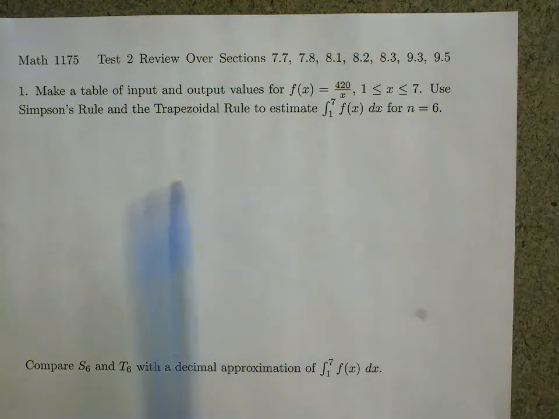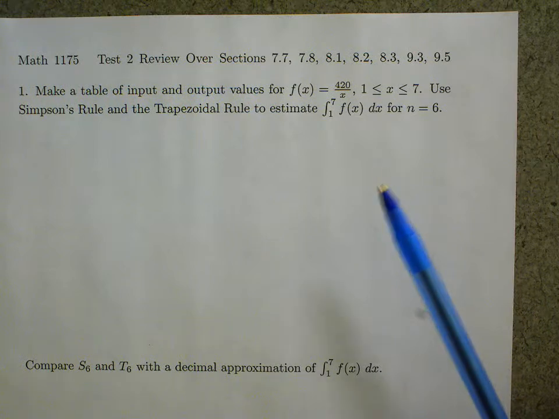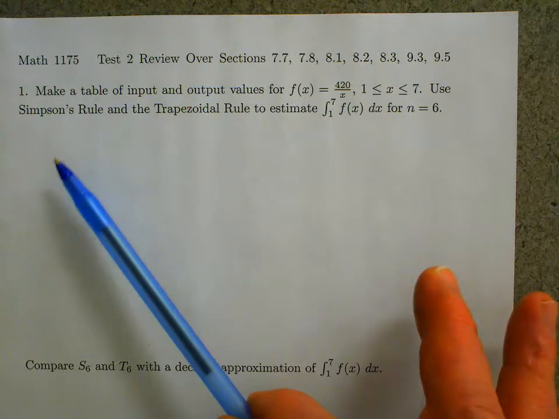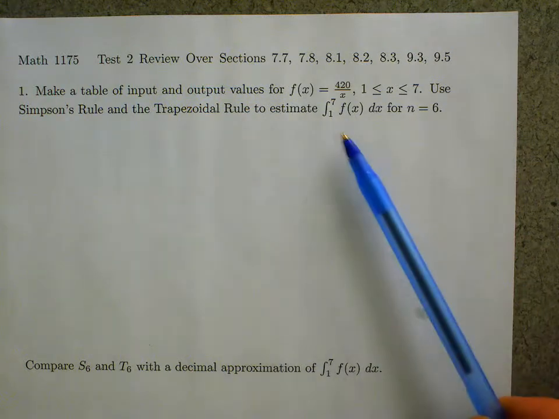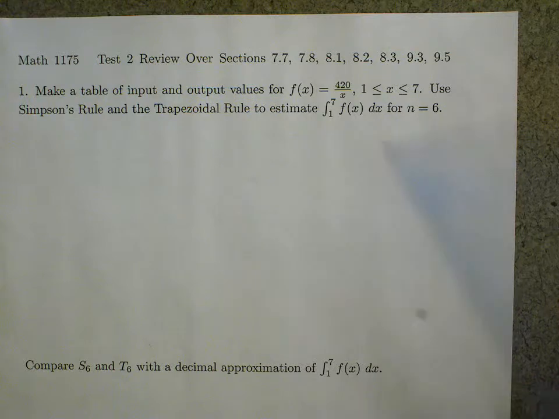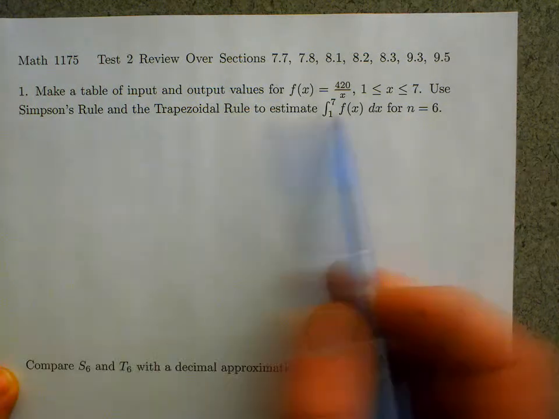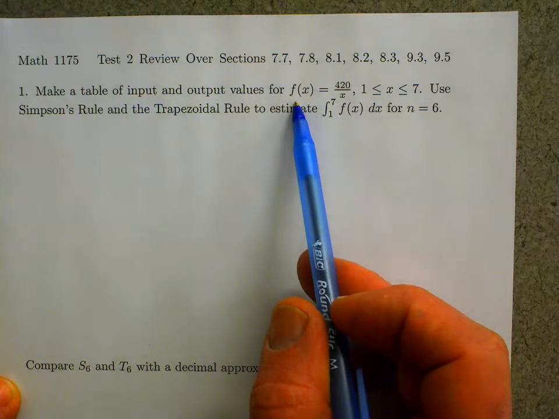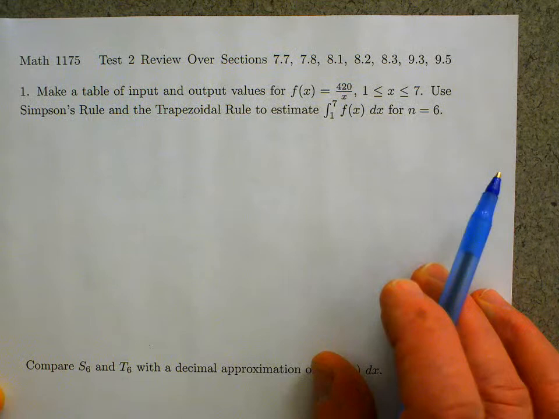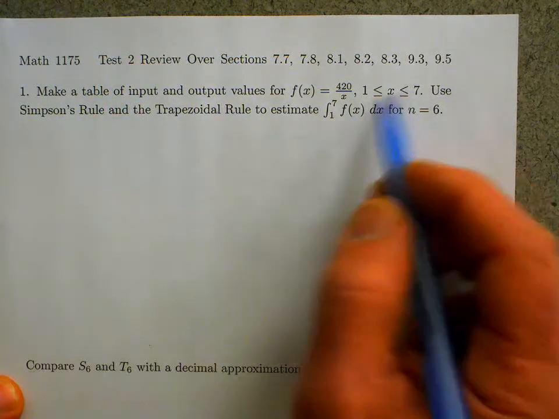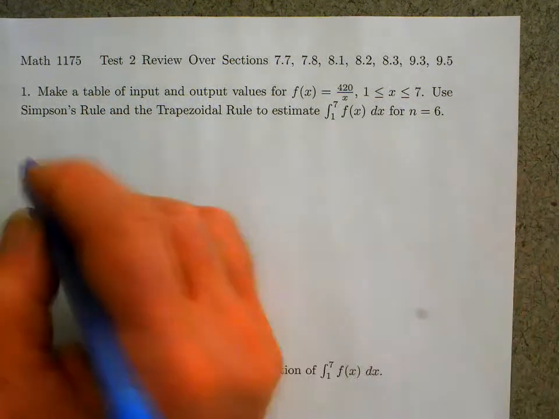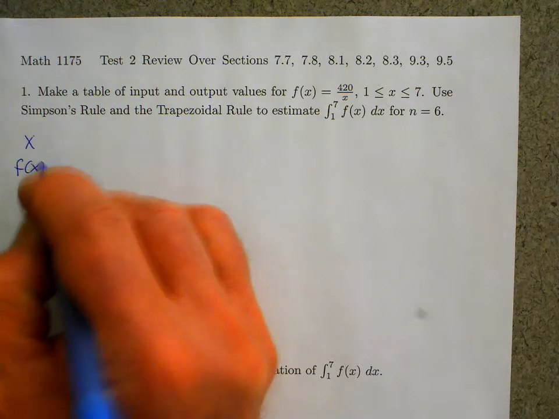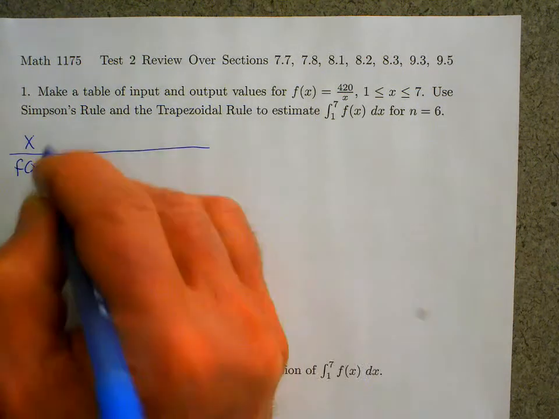This first problem is from section 7.7. That's the section where you learned about Simpson's rule and the trapezoidal rule to estimate definite integrals. So we'll create a table of input and output values for f of x, defined to be 420 over x, for x values from 1 to 7, and so we'll just find the f of x values for the integers from 1 to 7.